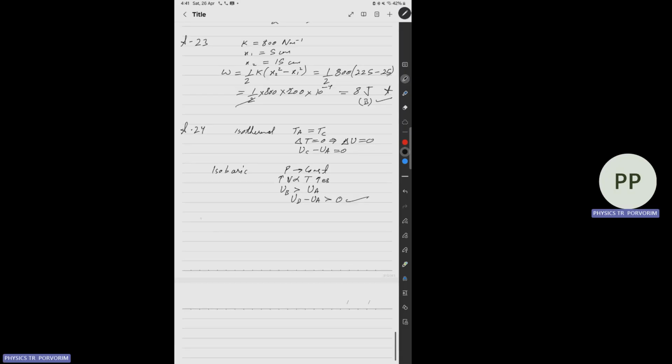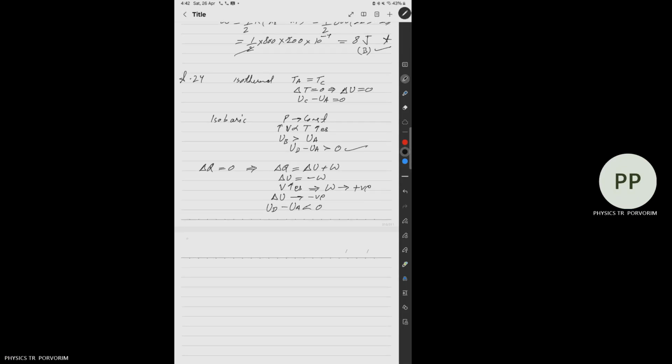And the third one, UD minus UA. For adiabatic, delta Q is 0. Delta Q is given by delta U plus W. So if delta Q is 0, delta U will be equal to minus W. See, volume is increasing, which means work is positive, and that means delta U will be negative. What is delta U? It is the change in internal energy. In the adiabatic process, the change in internal energy is UD minus UA, and that is negative, less than 0. So the third option showing UD minus UA less than 0 is also correct.